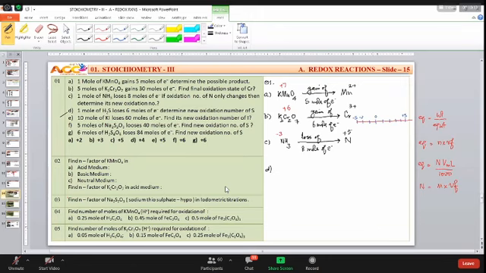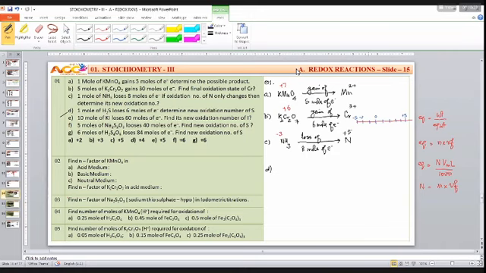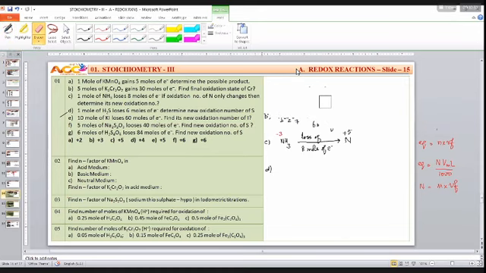Shall I proceed to second question? Is it over? Very good, very good. Nice. Go on. That is the first basic idea of stoichiometry.